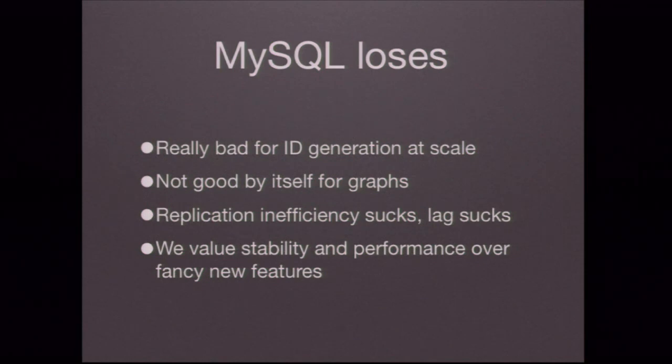Replication inefficiencies hurt us a lot. The fact that it's single-threaded, some of the stuff that's being fixed, and replication lag gets in the way quite often on the systems that we're still using replication for. Overall, we value stability and performance over the fancy new features, so a lot of the work that's going into 5.5 and 5.6 is right up our alley: make the thing more stable, make it performant, make InnoDB better, rather than add a bunch of new syntactical features that we don't actually need or use. So what is MySQL's happy place within Twitter?